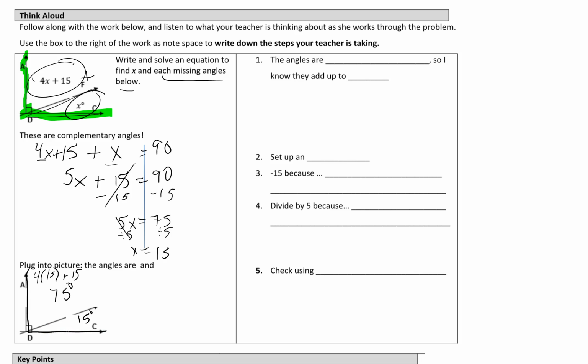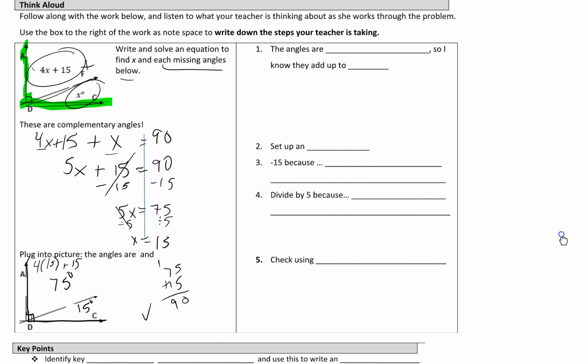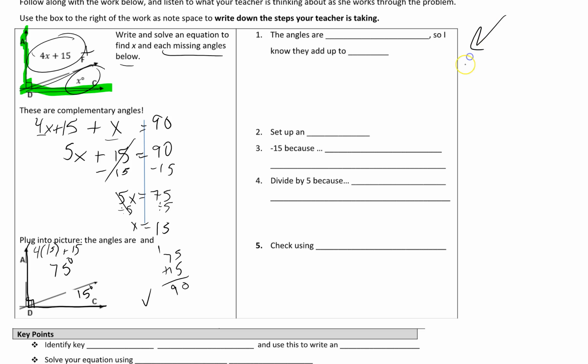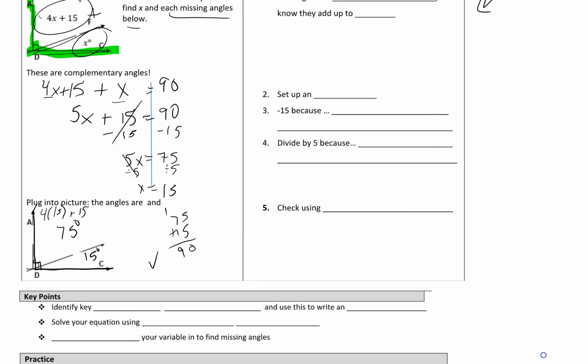To be extra sure, I could say, all right, this is a complementary angle, is 75 plus 15 equal to 90? And yes, that worked out, so I know my work is good. All right, so hopefully you filled in your steps on this right side column. You should have this filled in. We're going to jump to our key points, though, just to summarize what we did.